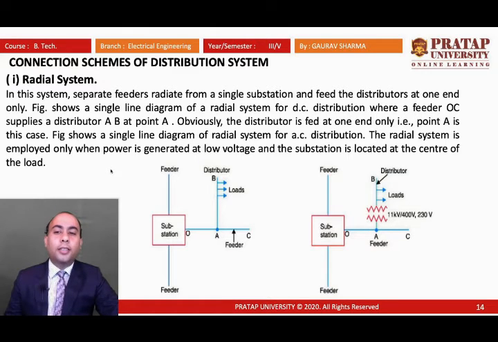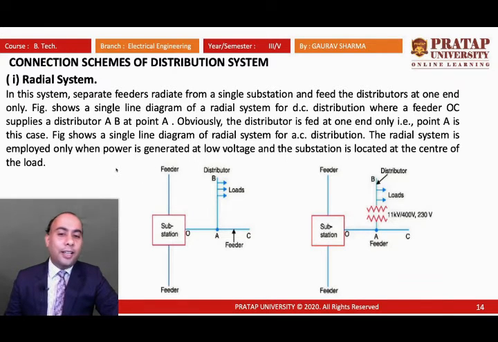Figure shows a single line diagram for a radial system for a DC distribution where a feeder OC supplies a distributor AB at point A. From this point A, obviously the distributor is fed at one end only, that is point A. In this case, from this point we can distribute only.